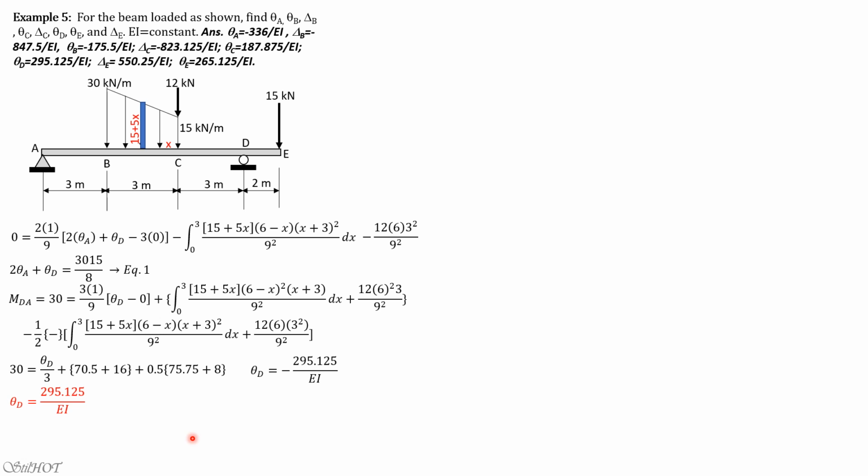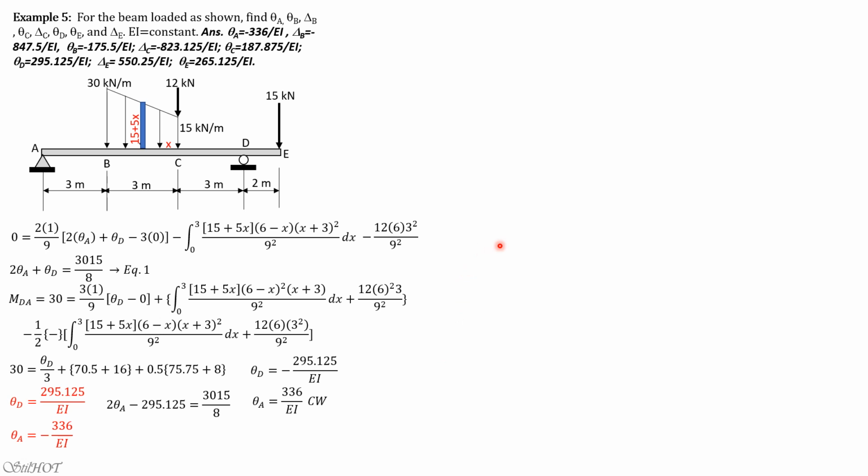Then for theta A, substitute in equation 1, we can now compute theta A. 2 theta A minus, we use the original value because this is by slope deflection equation, equals 3015 over 8. So theta A is positive 336 over EI, and that means clockwise. And clockwise rotation is negative with respect to the universal system. So that's the final answer for theta A is negative 336 over EI.